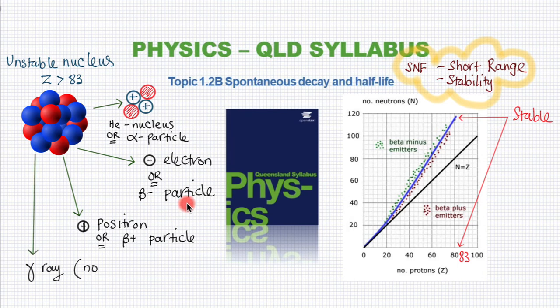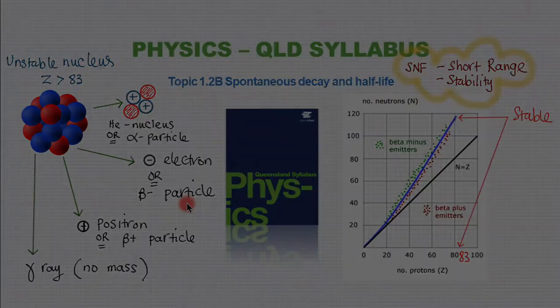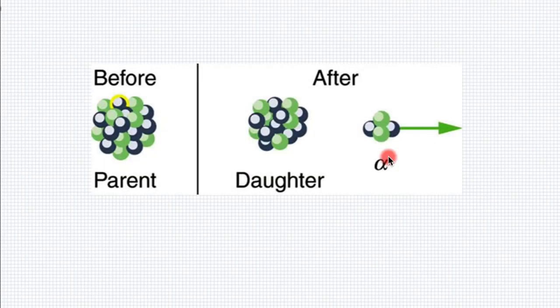And the third type of radioactive decay is gamma decay, where an unstable nucleus releases a gamma ray, which is a ray of energy. And since we know that energy is equivalent to mass, a nucleus can gain stability by also releasing energy. So let's take a closer look at these three different types of radioactive decay.